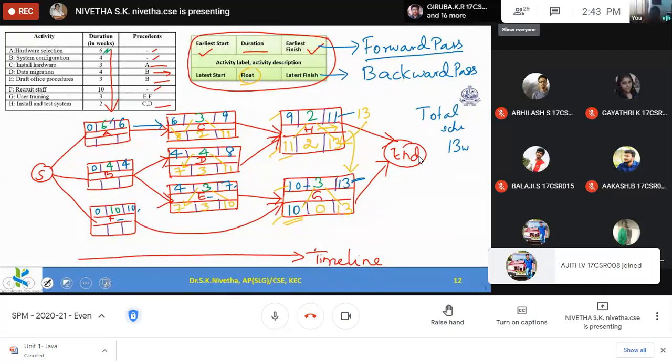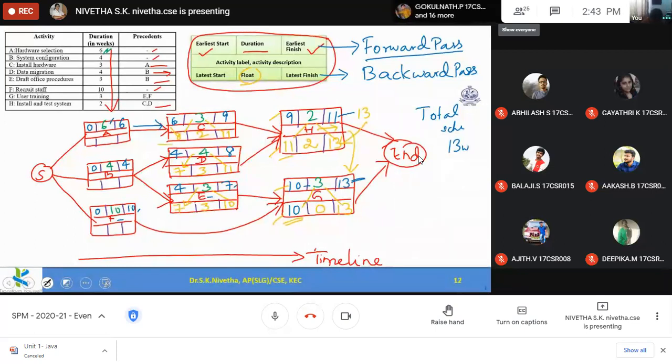And from this I can backtrack further, next level. So if this can be started at 8, it means activity A can be ended at 8. Activity A can be ended at 8. So 8 minus 6 gives me the value 2. So I can start the activity at the second week only. There can be a delay, and the float value is 2. This is the float value for activity A.